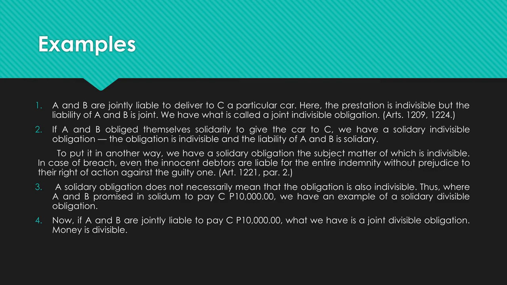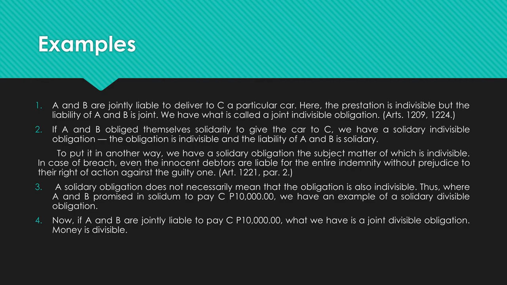What is meant here in example 3 is that since it's a solidary divisible obligation, although the money which is 10,000 is divisible, pwede naman 5,000, 1,000, it is physically possible, right? So it is divisible. But because it is solidary, C can compel either A or B. Pwedeng si A lang singilin niya for the entire 10,000. Pwedeng si B lang ang singilin niya for the entire 10,000 because they are in solidum. Whoever pays has the right to recover from the other. So kung si B ang nagbayad ng buong 10,000, pwede niyang singilin ng 5,000 si A. Or kung si A ang nagbayad ng entire 10,000, pwede niya rin singilin si B.